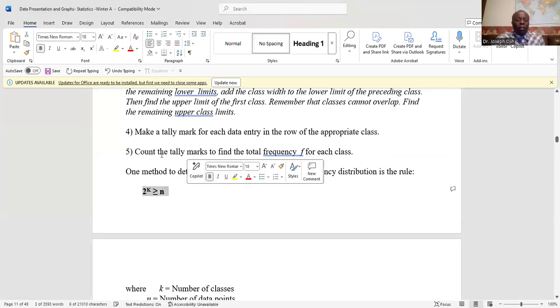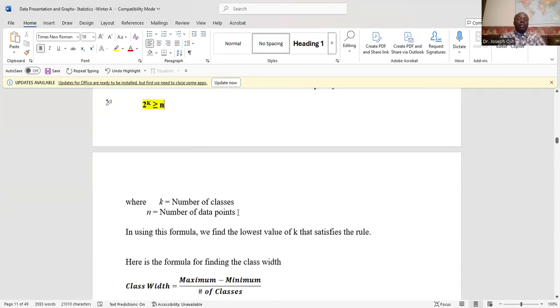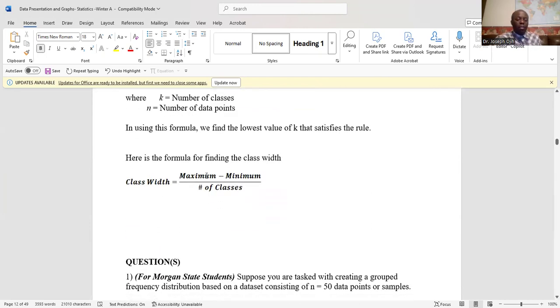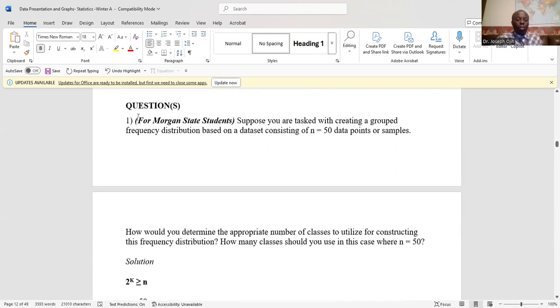Now, one method, if the question didn't tell you how many classes to use, is to use this formula to determine the number of classes: 2 to the power k greater than or equal to n, where k is the number of classes and n is the number of data points. I will show you how this formula is used. Basically, we find the lowest value of k that satisfies the rule. Now, here is the formula for finding the class width: maximum value minus minimum value divided by number of classes. So that means before you can find a class width, you need to find the number of classes you need to have. So let's start with this question here.